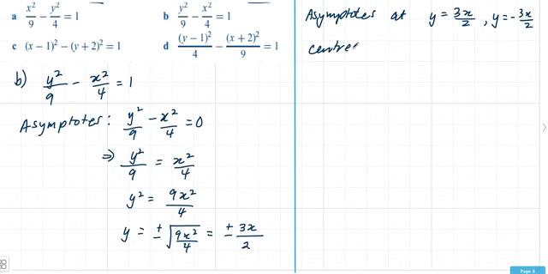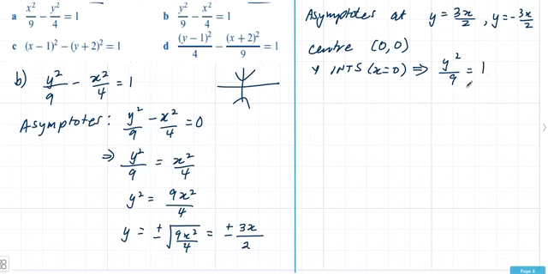We also know the centre. There's no translation. We'll be at 0, 0. And the shape for this one, you can see that y is first, so it's going to be one of those north-south ones. So that means we are going to need y-intercepts. So when x equals 0. So if we do that, put x equals 0 in here, we're going to get y squared on 9 equals 1, y squared equals 3 squared, y equals plus or minus 3. So we know what our y-intercepts are going to be, and then we can sketch this one.